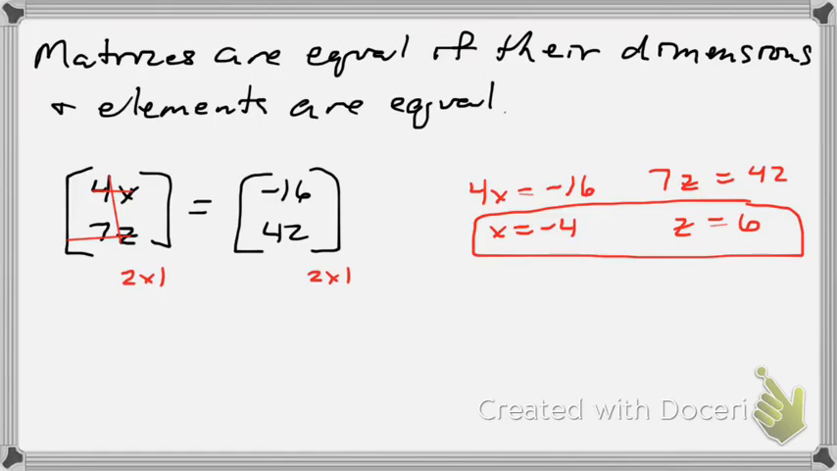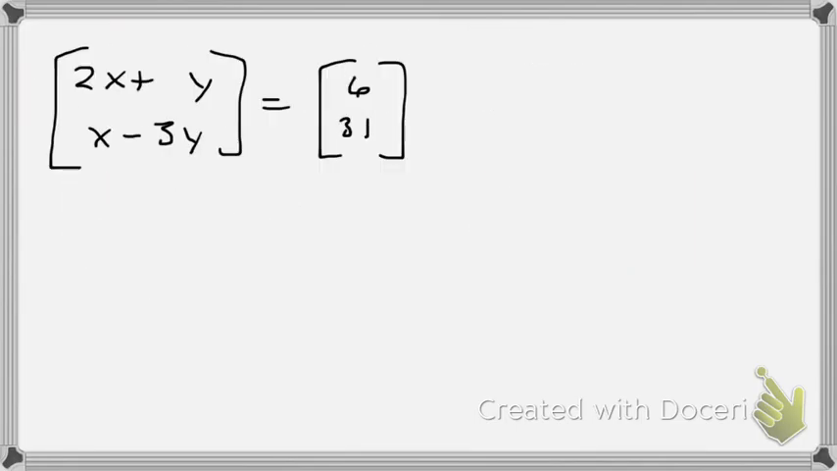It can get a little difficult though. Let's show you an example of one that's a little more difficult. We have two matrices here. Again, they are 2 by 1, 2 rows by 1 column. On the left, we have 2x plus y. That's one element of the matrix. And on the right, we have 6. And on the bottom, we have x minus 3y. And on the right, we have 31. They are both 2 by 1, so we can set the elements equal to each other.